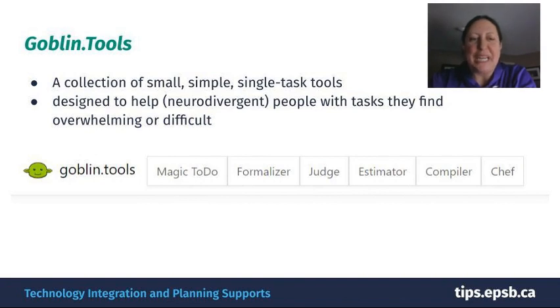Goblin.Tools is a collection of small, simple, single task tools. They're mostly designed to help neurodivergent people with tasks that they find overwhelming or difficult, but we can see applications for it for our students in lots of ways. Like with most tools that have AI involved in them, this tool uses AI technologies in the back end to achieve the goals and the output that we see.